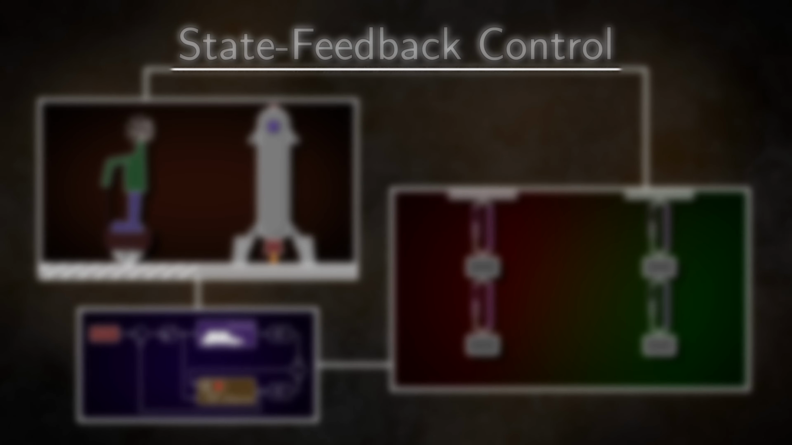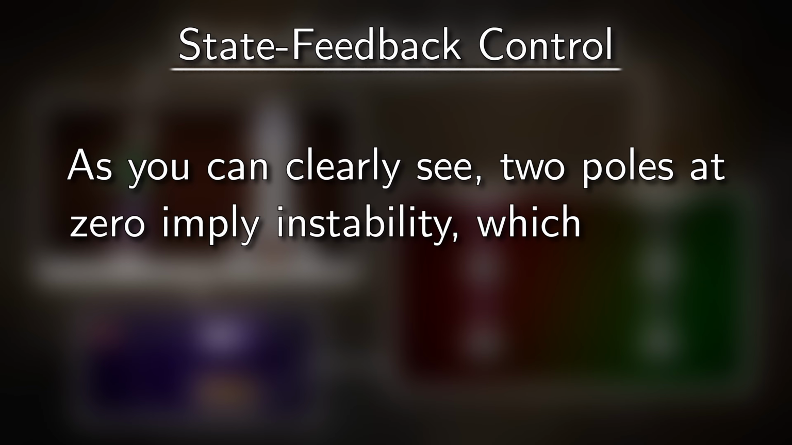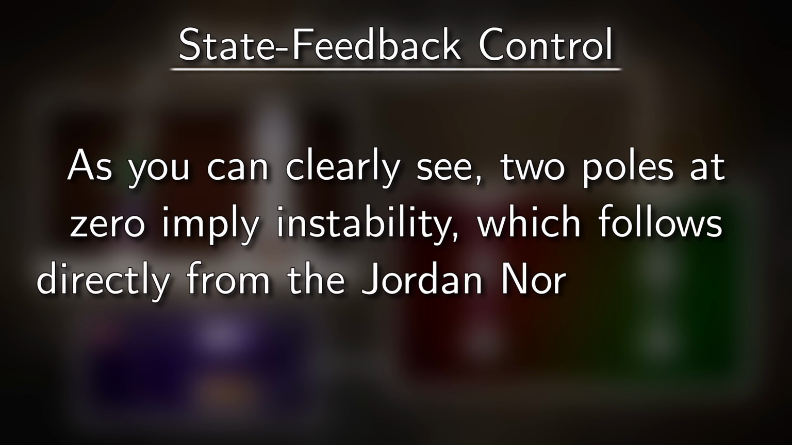For example, as you can clearly see, 2 poles at 0 imply instability, which follows directly from the Jordan normal form.